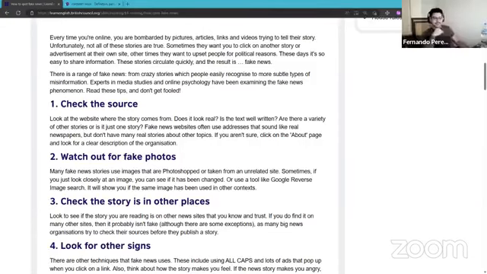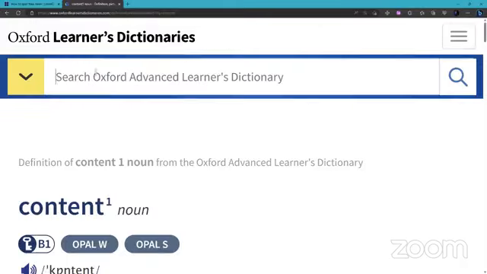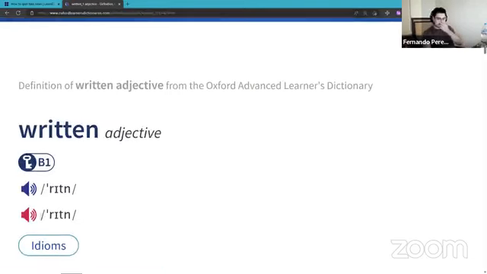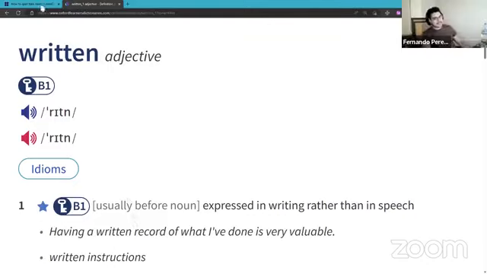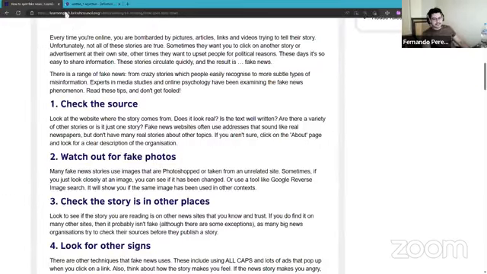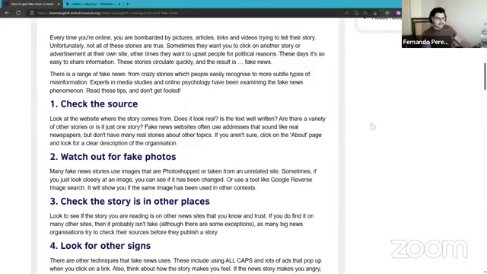Written. Pronunciation: past participle of write is written, not right. The words could be badly written. Excellent.